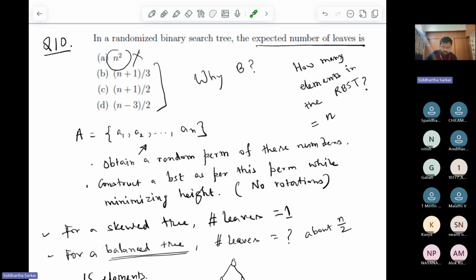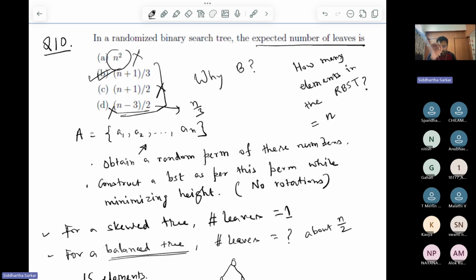From that, I will guess it is probably n by 3. So n plus 1 by 3 is almost like n by 3, isn't it? I will rule out this because this is an extreme situation. And this is also like n by 3. N minus 3 by 2 is asymptotically only approximately like n by 3, so I'll also rule out this. So I'll go for this.